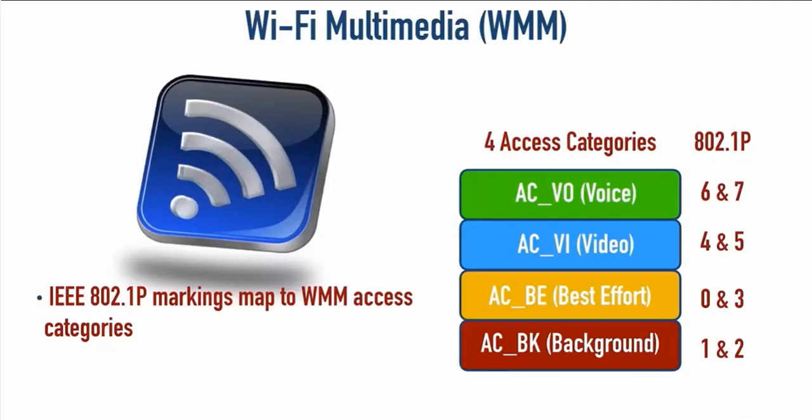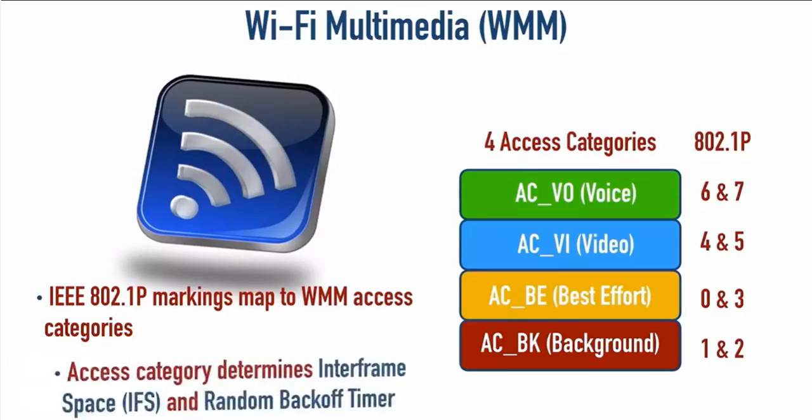How many possible values is that? It's 8. 2 raised to the third power is 8. So we've got values in the range of 0 through 7. And on screen you see how the .1p markings in the range of 0 through 7 map to these different access categories. Now if we're in one category versus another, what exactly does that mean?